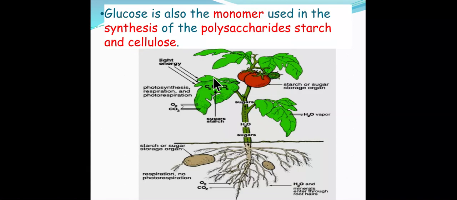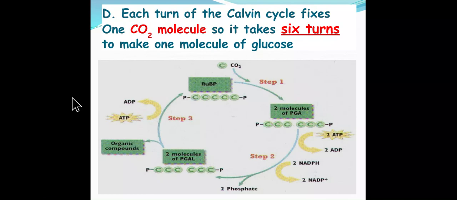So in the leaves, that's where you're going to first find that sugar. Okay, that's C6H12O6. So glucose is also a monomer used to synthesize polysaccharide starch and cellulose. Each turn of the Calvin cycle is going to fix or hold on to one CO2 molecule. It's got to take 6 turns. Why 6 turns? Because it is C6H12O6, so you need 6 carbon molecules to get it done.